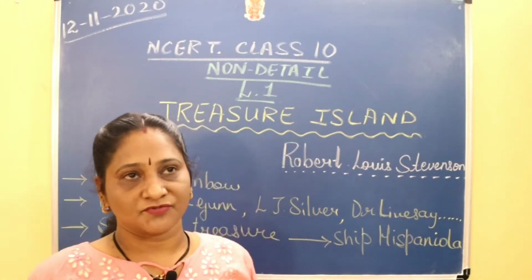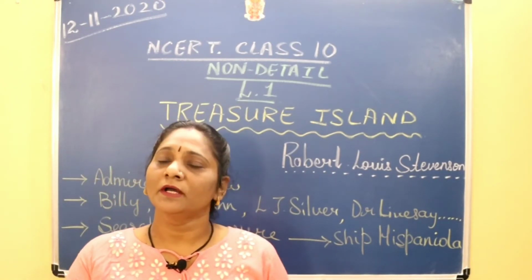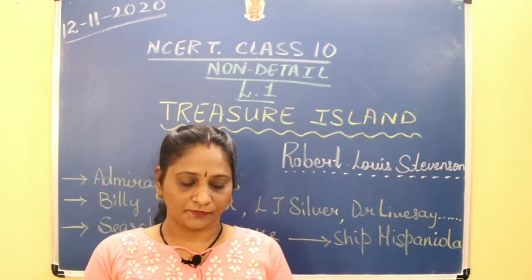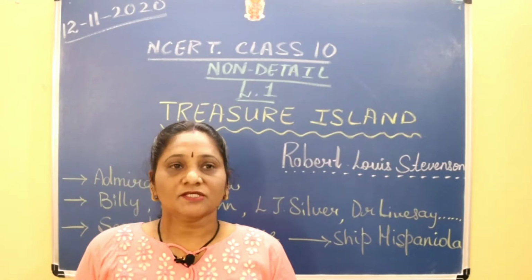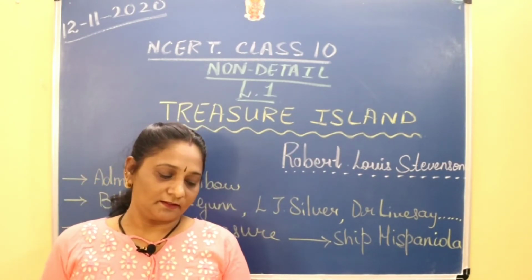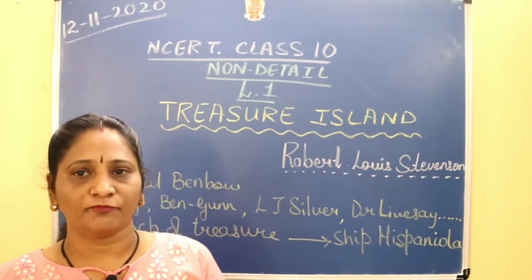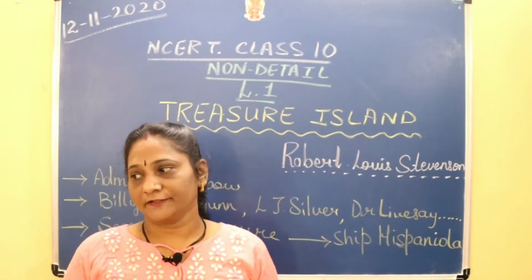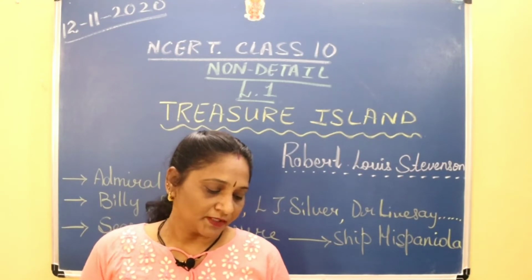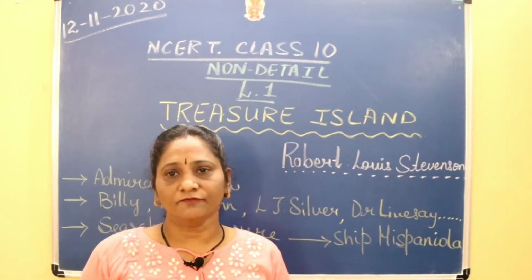Actually, Jim's parents owned a hotel. Its name was Admiral Benbow. Jim was working with his mother and father in that hotel itself. This hotel or this inn was the only building in a lonely cove, that is a bay. Lonely Cove means it's a bay in the west of England. So where this Admiral Benbow Inn was situated, it was in a lonely area somewhere in the west of England.